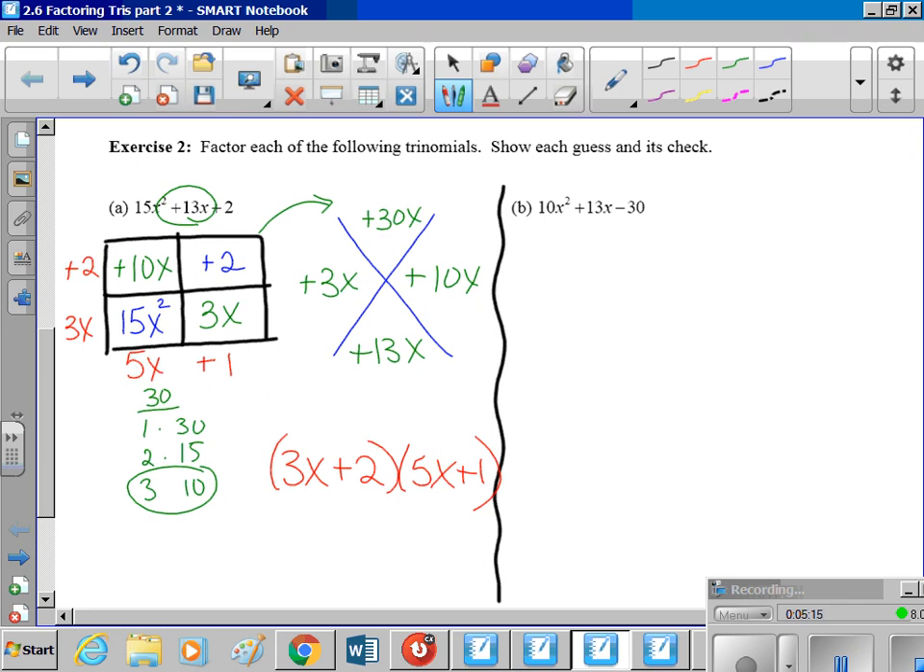Oh, we have 4 in this. We have A, B, C, and D. Okay, so let's keep going. At any time, if you want to pause this and try these on your own, feel free to.